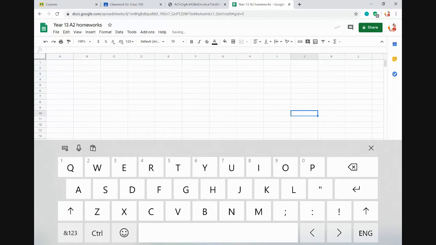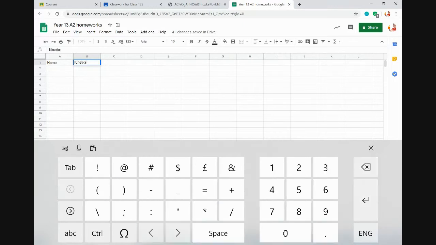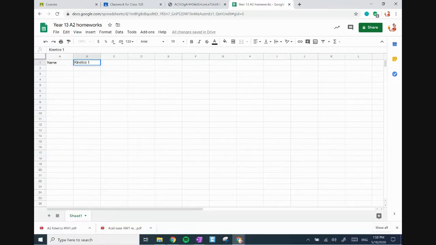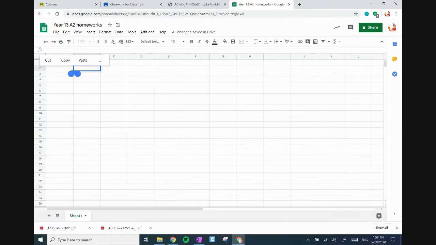Cool. And then I'll share the link with you guys. So I'll sort out all the names and everything later. I'll crack on with this, and then I'll just do the Kinetics homework, which is going to be Kinetics 1. I don't know what the score is going to be out of yet. We'll figure that out in a minute. I'll leave that there for a minute.